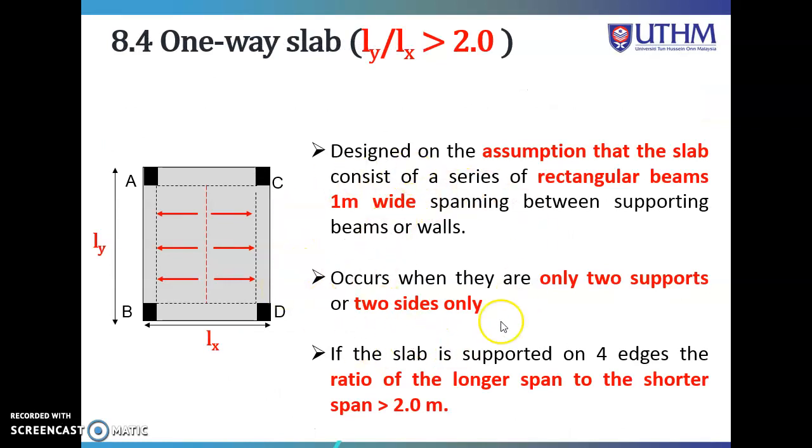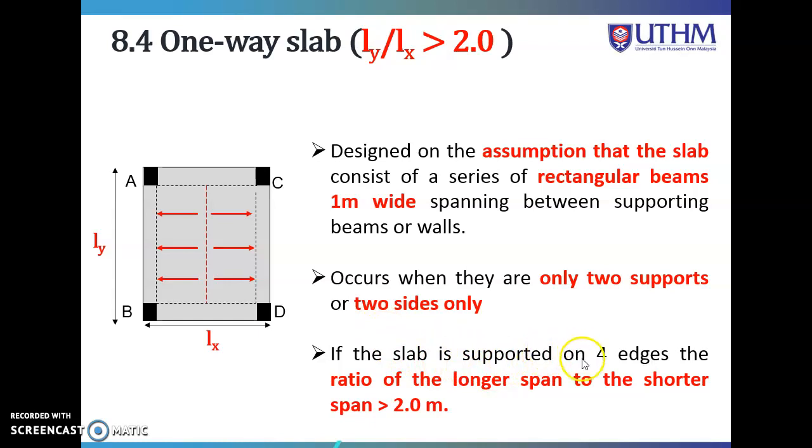Okay, so kita dah describe in the previous movie. I already told you how we are going to design the one way slab. Okay, so bila mana dalam keadaan dia ada only two support or two side only. Okay, bila mana dia hanya ada dua support. Okay, so maksudnya dia akan didesign sebagai one way slab.